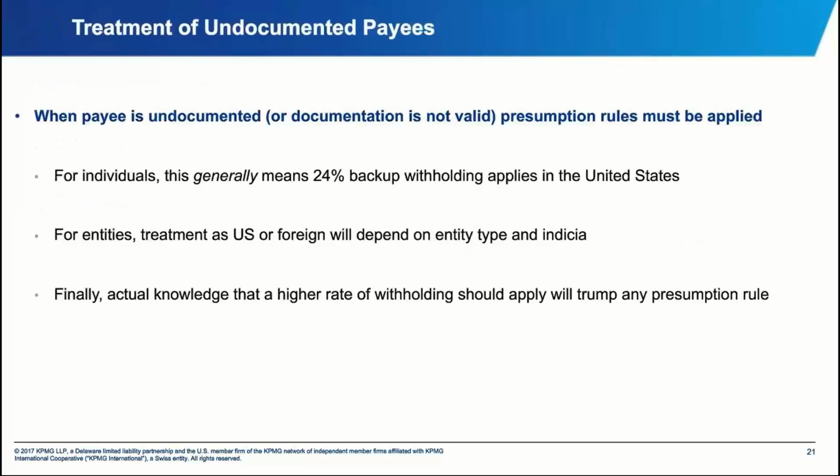And then again, I think we've covered this, but just to hone in one more time, if you don't have the valid documentation on file, the presumption rules are mandatory for individuals. Again, it's generally going to result in 24% backup withholding on all payments, U.S. and non-U.S. source income. And then for entities, it's going to depend on what type of indicia. If you've got non-U.S. indicia, you're going to treat them as non-U.S. And if there is no non-U.S. indicia, you would treat them as U.S. and backup withholding. And then again, if your actual knowledge is going to result in a higher rate of withholding, you're going to go with your actual knowledge.